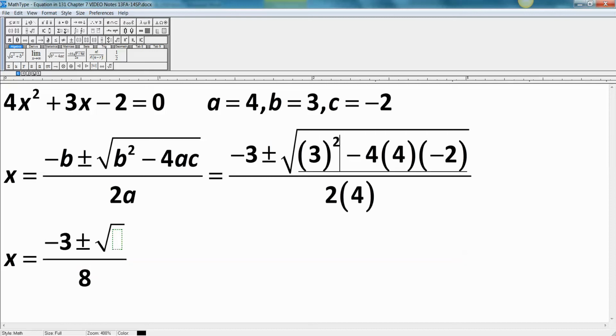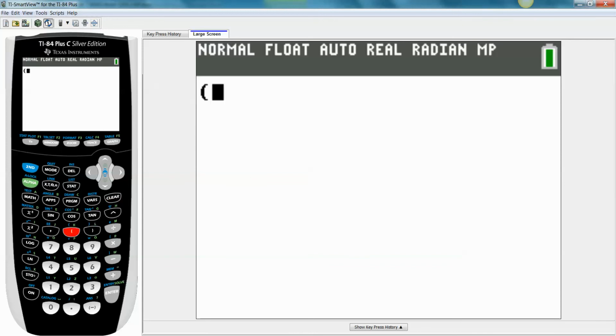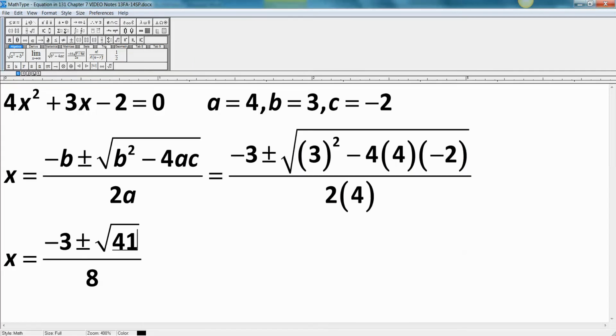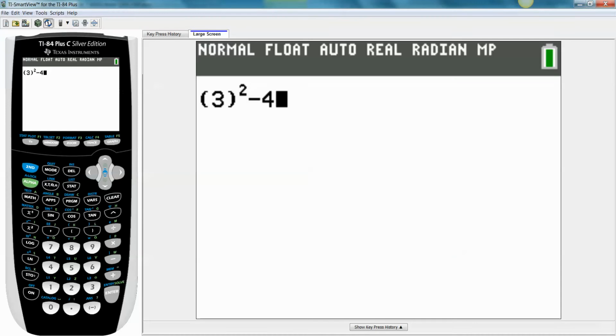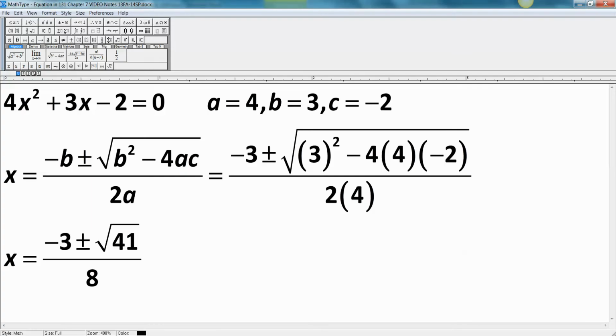All right, let's figure this out. So this is 3 squared, that's 9, and then this is 16 times 2, so 32. So 9 plus 32, that's 41, I think. Now let's double check me because I'm doing that in my head. So it was 3 in parentheses, squared. And again, you don't have to use parentheses here, but it's a good habit to be in. Minus 4 times, what was it? 4 times negative 2. Yep, I was right. It's 41. Beautiful.